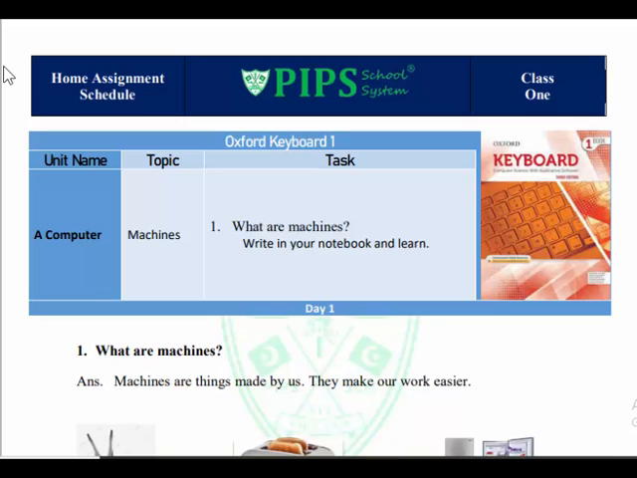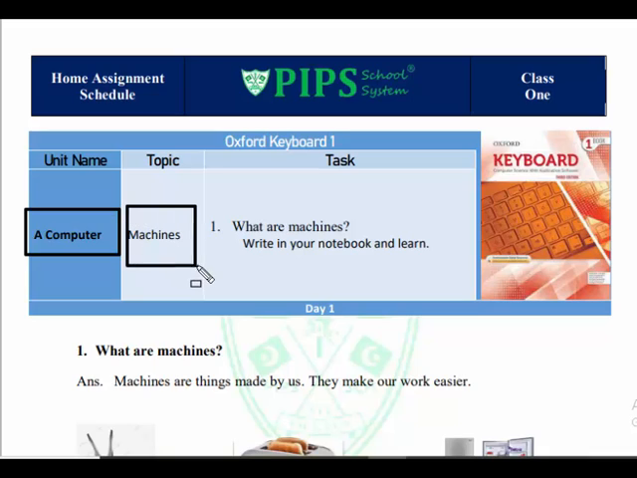Today we will start a chapter, a computer. In this chapter we will learn about computer. So there are many questions that raise in our mind: what is computer? How can we use it? What are the uses of computer? So we will learn in this chapter.